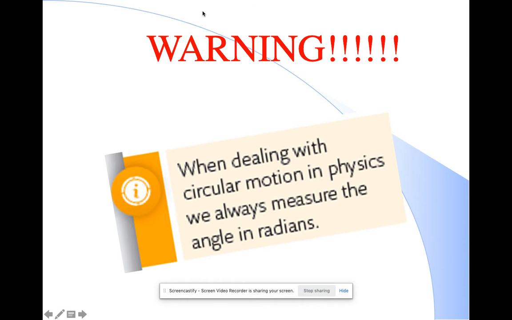Okay, warning. Again, when you're talking about circular motion, we have to change from degrees to radians because we're talking about lengths on a circle now. We're not just talking about degrees. Remember, if you see something in degrees, you're in degree mode. If you're talking about lengths on a circle, you're in radians.